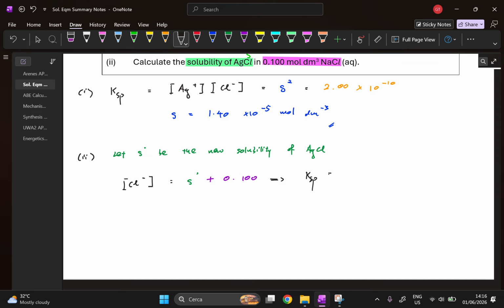So, let me write it another way. KSP is still the same expression, right? So it's now the concentration of Ag plus times the concentration of Cl minus. So what's the new concentration of Ag plus? It's just going to be S prime, and then times this entire expression. So you will see that we actually get a quadratic equation. But the key insight here is KSP remains the same. So I'm going to get a quadratic equation, and it's going to be equal to my KSP, which has always stayed the same, at 2.00 times 10 to the minus 10.